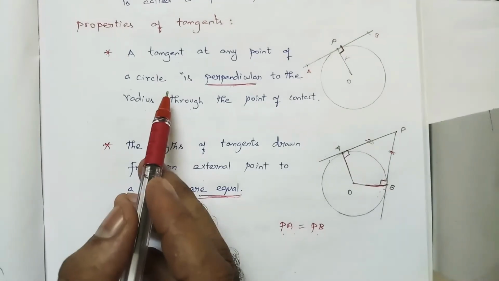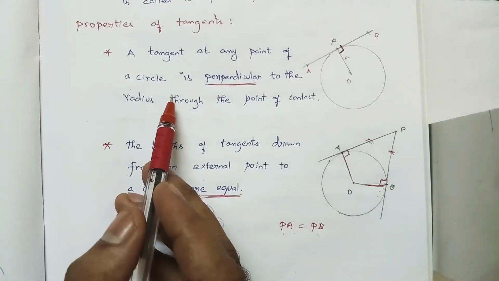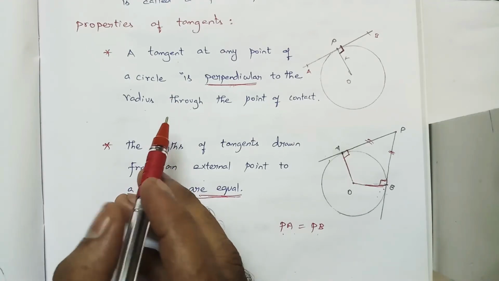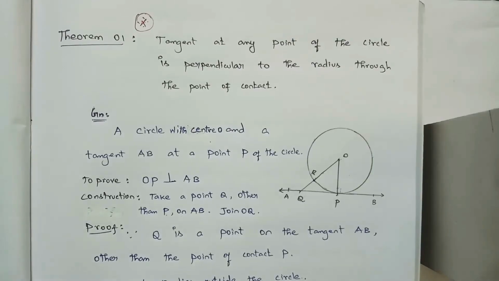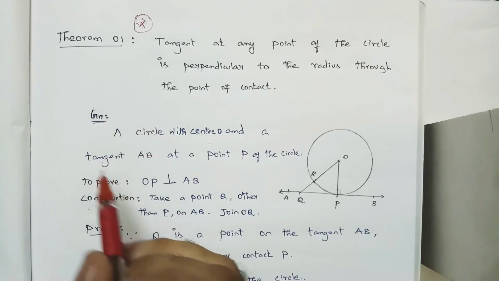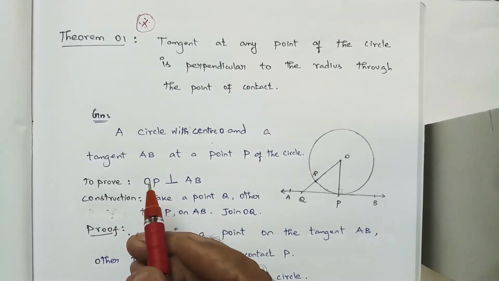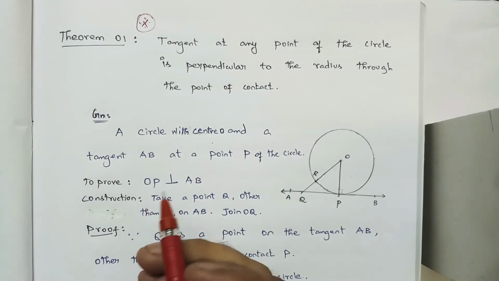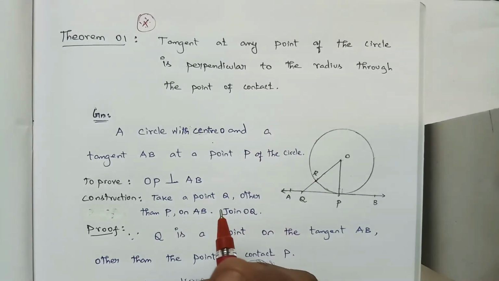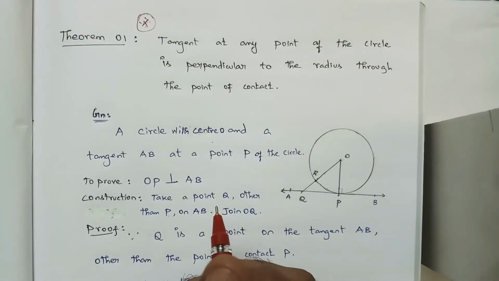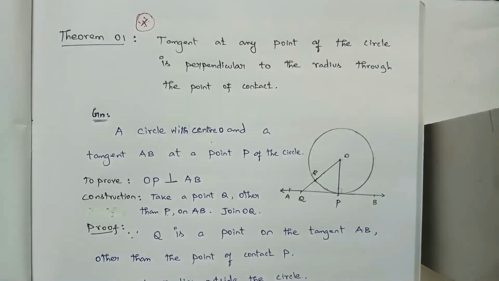Now, using the first property, I am going to prove a theorem. We are going to see one proof. This is Theorem 1. In this chapter we have two or three theorems, I don't know exactly, but the theorems are very important. We can expect them in the public exam. They are very easy; first you have to understand how we are going to prove it.